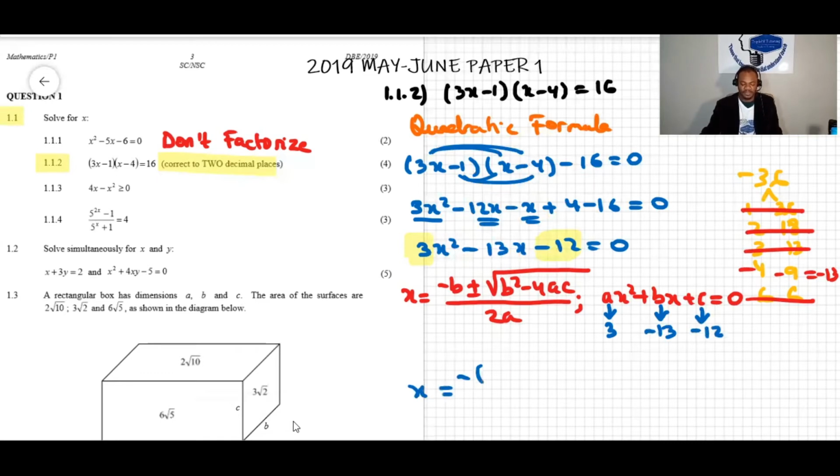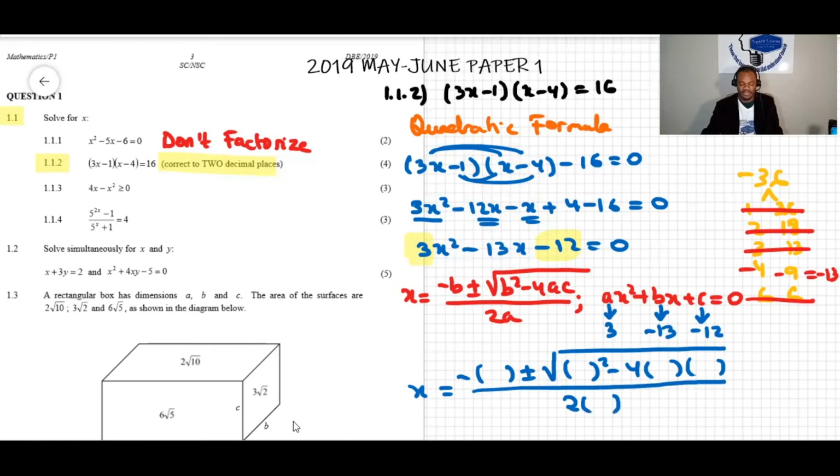I will write negative b plus or minus the square root of b squared minus 4ac, all over 2a. Now we're going to substitute the values of a, b, and c. Okay, b is negative 13, a is 3, and c is negative 12, and then over 2a.